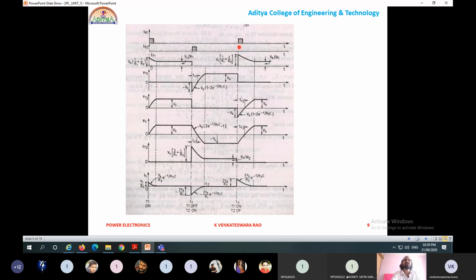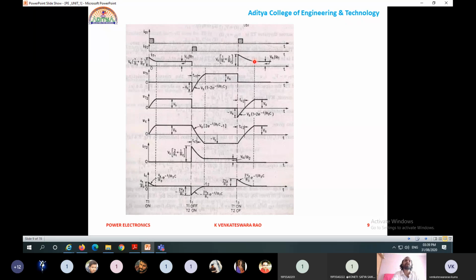At this time, a gate pulse is applied to main thyristor T1. If a gate pulse is applied, the voltage across the thyristor VT1 becomes 0, and this one is the current flowing through the main thyristor. This current is a combination of T2 current and T1 current, the combination of R1 current and R2 current. It is divided again into two parts, during charging and during discharging of the capacitor. This one is the discharging current and this one is the charging current.